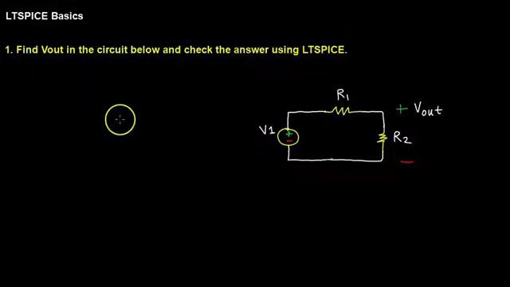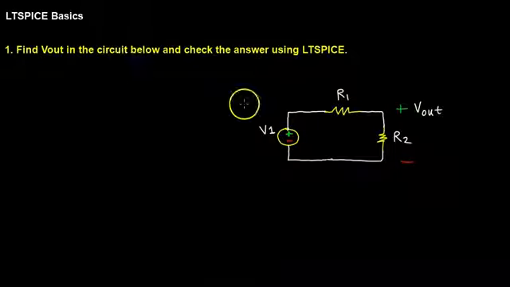But before we do that, let's discuss a problem that we're going to use as an example, as a case study to learn about LTSPICE. I personally like to learn through examples, so let's first set up the problem. This is the same problem that I showed you in the netlist example, but since we haven't talked about voltage dividers in a formal way yet, I'll just derive it really quickly. So the question is asking us to find Vout, the output voltage in the circuit below, and check the answer using LTSPICE.